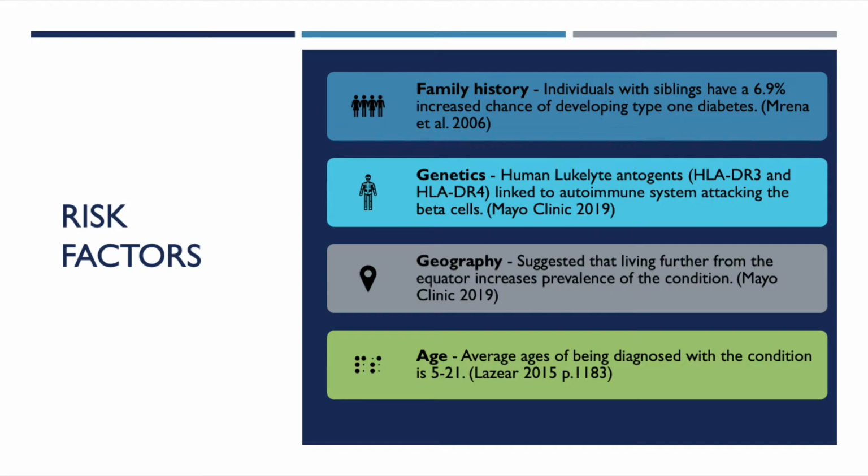Continually, those living further away from the equator have an increased chance of developing the condition than those who live close. For example, in Finland, the rate of type 1 diabetes is 400 times higher than in Venezuela. Finally, diabetes is most commonly diagnosed before 40 years of age, and 50% of cases are diagnosed before the age of 15, making those who are younger at higher risk of developing the illness than those in their later years of life.